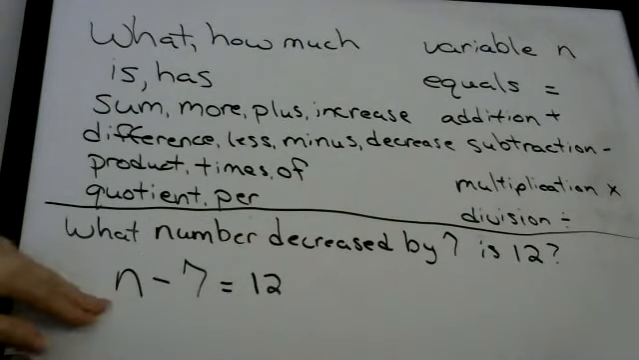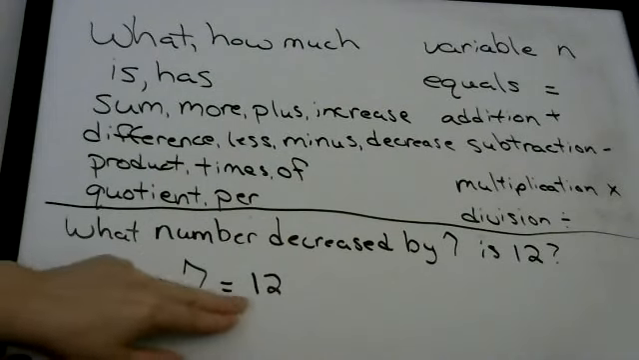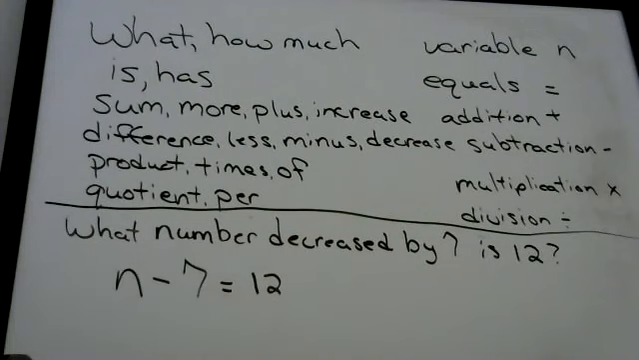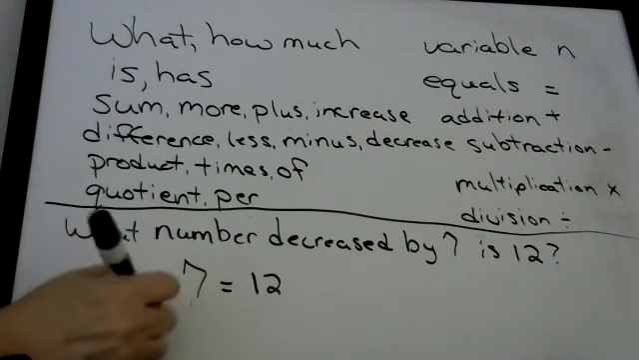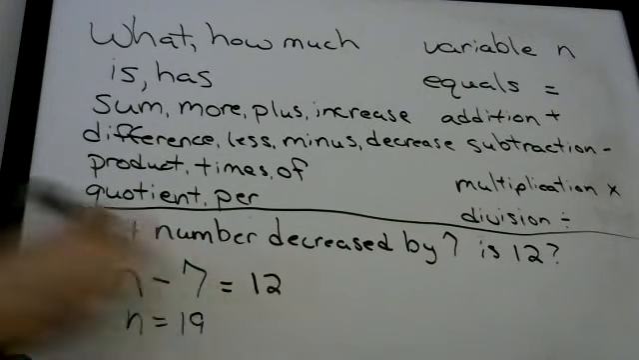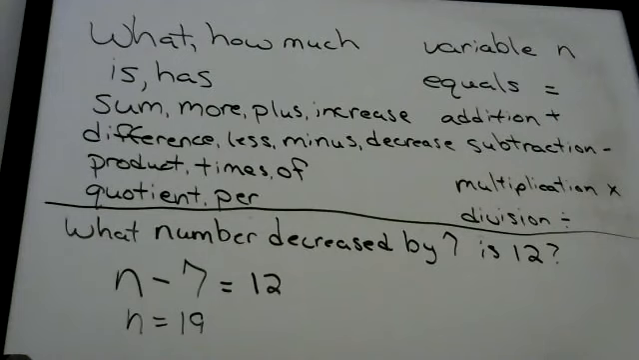What number decreased by 7 is 12 equals 12. In the next part 2 video, I will show you how to actually solve this mathematically. But for now, let's just think about it logically. What number, if we take away 7, is going to give you 12? Well, the answer is going to be 19, because 19 minus 7 equals 12.